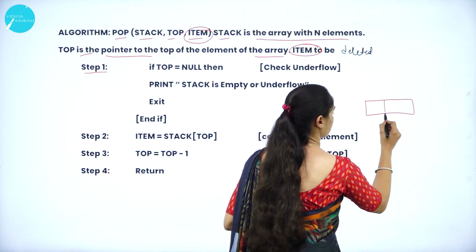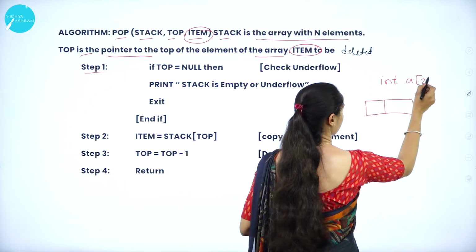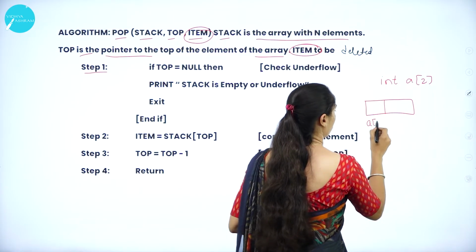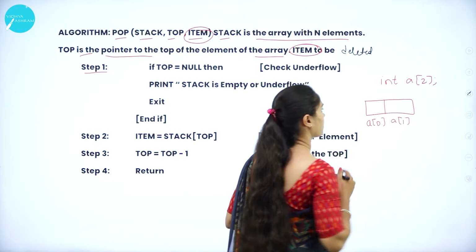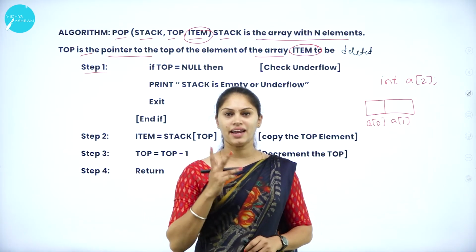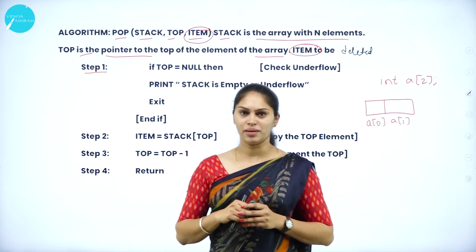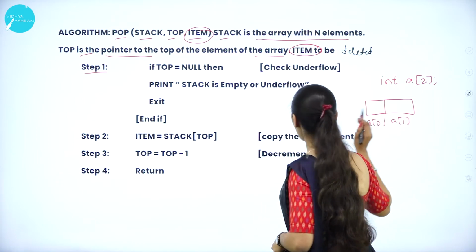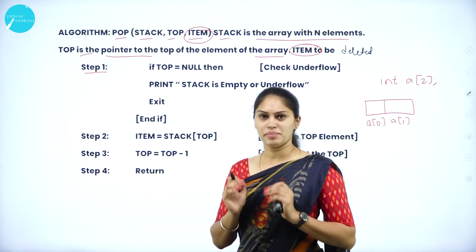So let me check. Int a[2], a[0], a[1]. Okay, I have created a stack named A and I have only a size of 2. That means it can hold only 2 elements. Here I don't have any element. I have not inserted any element. So this will be my scenario.